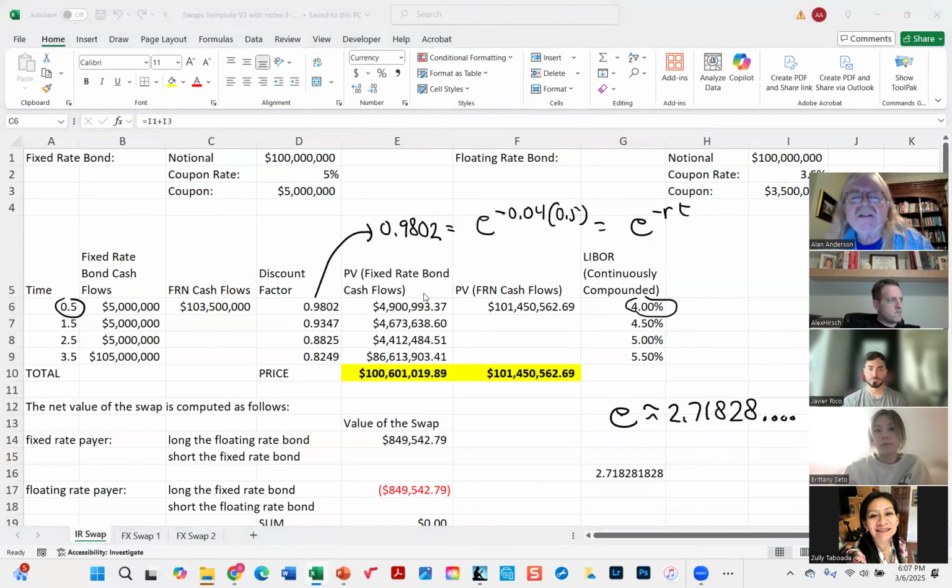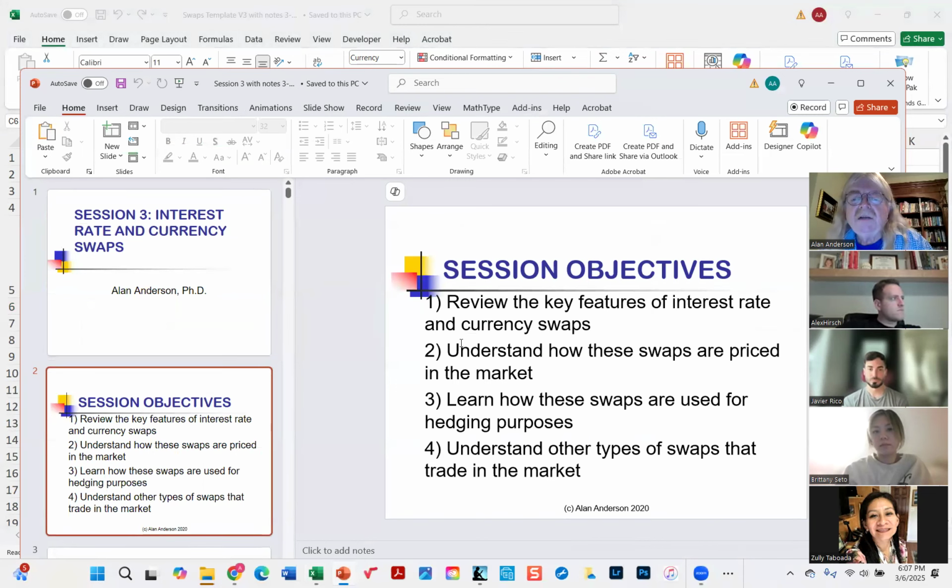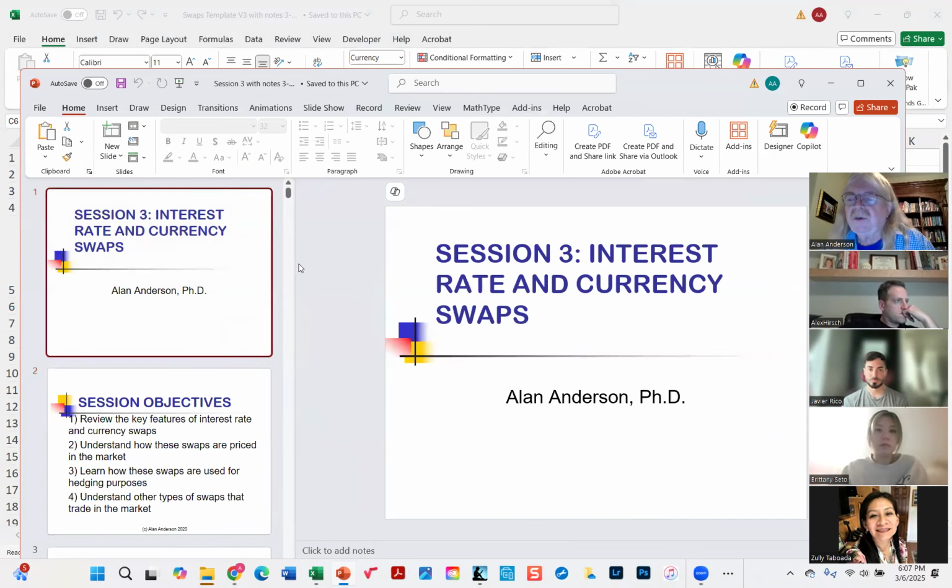So let's get back to the beginning and see how swaps are structured. We've already started to talk about swaps, but maybe not in this kind of detail. As we mentioned before, the two basic types of swaps are interest rate swaps and currency swaps. The point of these is to hedge a specific type of risk.